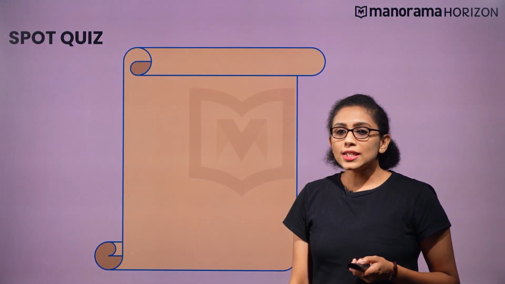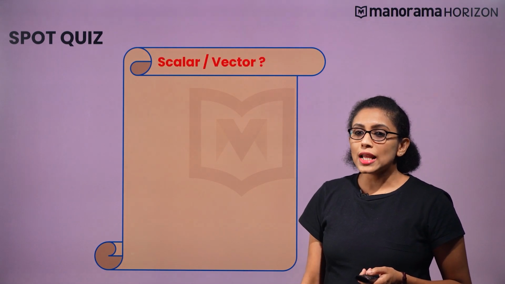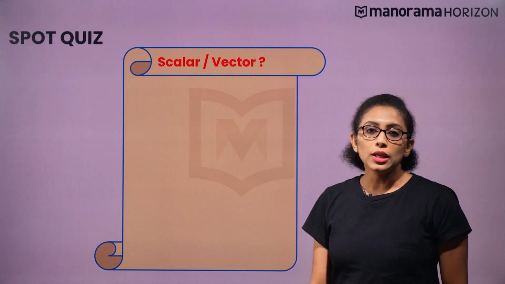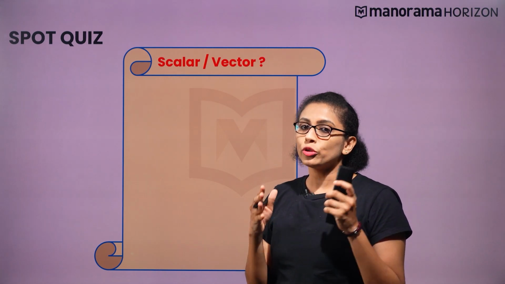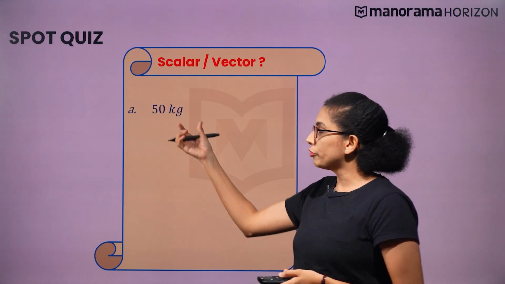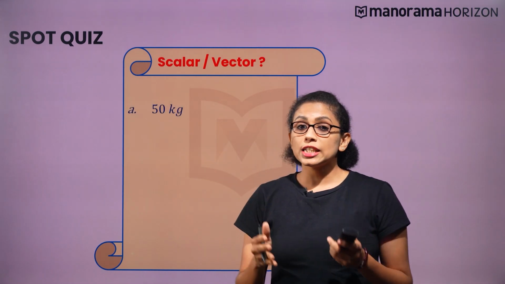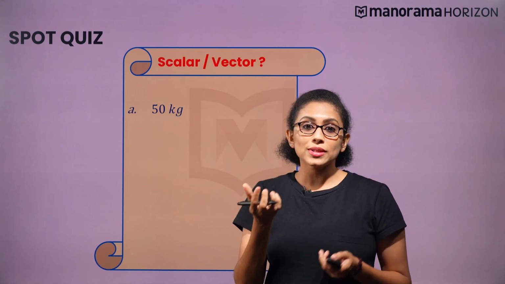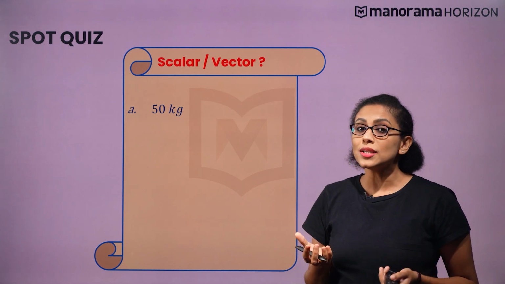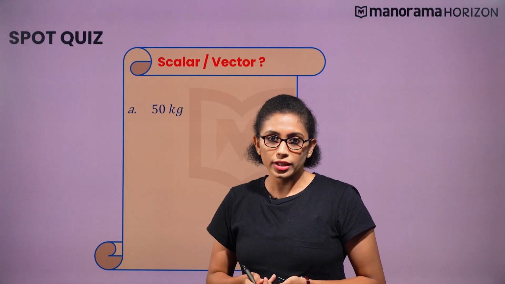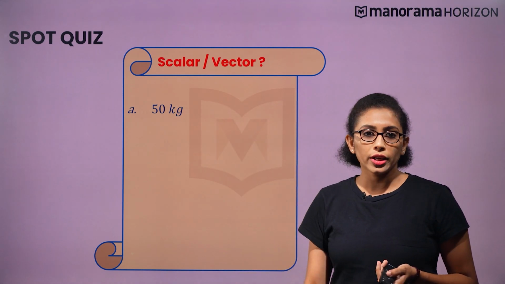Now it's time for a quick quiz. Classify the following measures as scalar and vector quantities. Here I'll give you a list of quantities and you have to classify whether each is a scalar or a vector quantity. First one, 50 kg. Can you identify whether it is a scalar or vector quantity? We know 50 kg represents mass, and mass is a scalar quantity because it has only magnitude, there's no direction, right? So it is a scalar quantity.